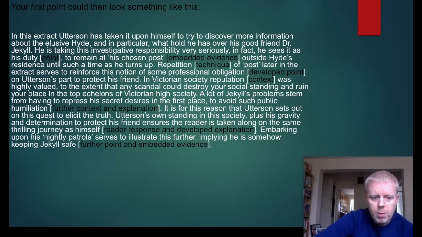A lot of Jekyll's problems stem from having to repress his secret desires in the first place to avoid such public humiliation. It is for this reason that Utterson sets out on this quest to elicit the truth. Utterson's own standing in this society, plus his gravity and determination to protect his friend, ensures the reader is taken along on the same thrilling journey as himself. Embarking upon his nightly patrols serves to illustrate this further, implying he is somehow keeping Jekyll safe.